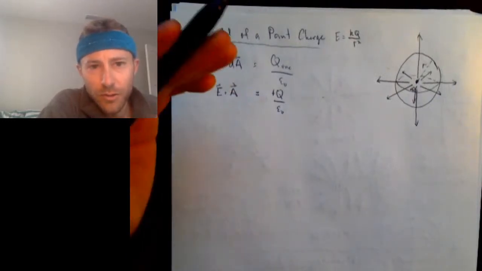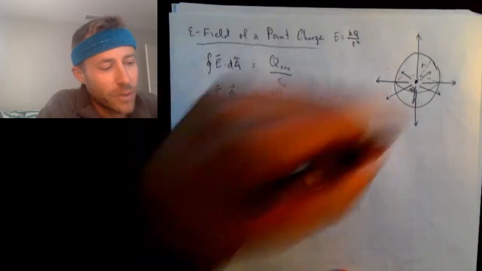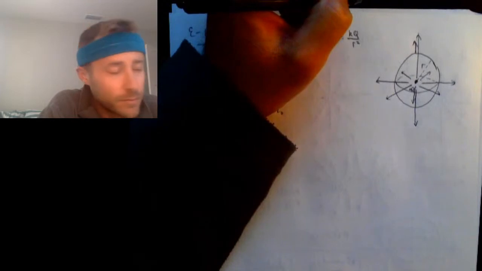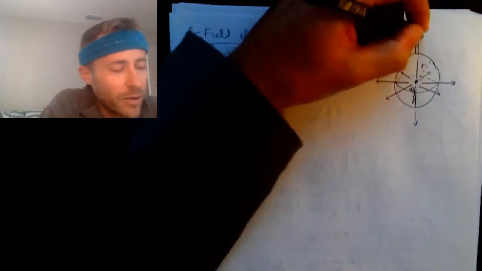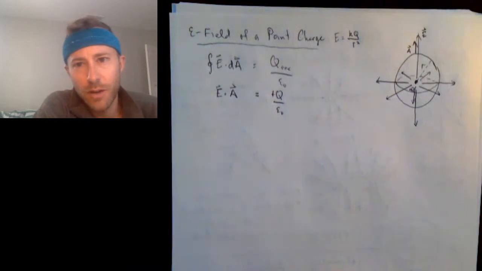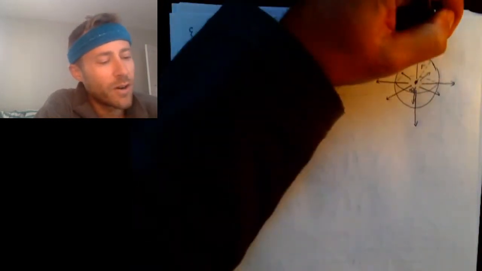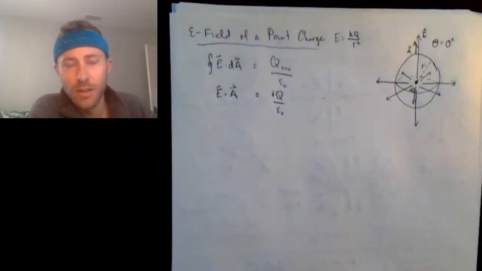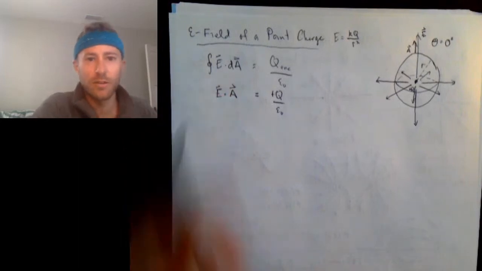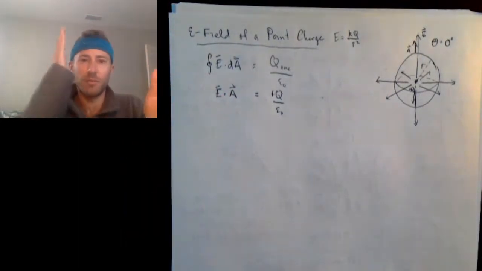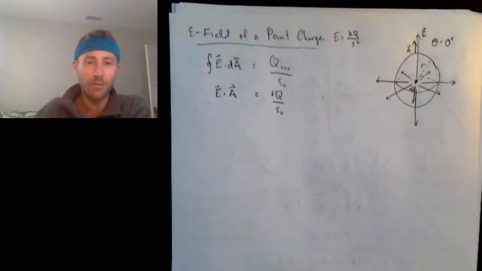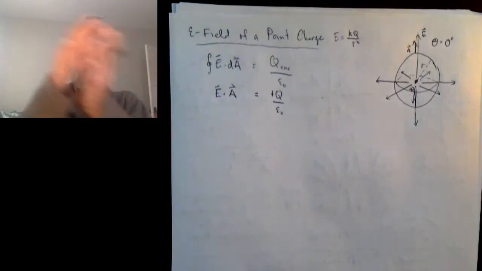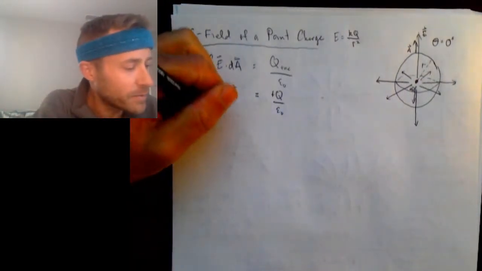But now here's where it's important that it has spherical symmetry. If it has spherical symmetry, the area vector points directly outward. And the electric field also points directly outward. So that means that the angle between those two is 0 degrees. Remember, dot products are magnitude of the first vector times magnitude of the second vector times cosine of the angle between them. So now the angle between them is 0, so it's just the magnitude of the first vector times the magnitude of the second vector.